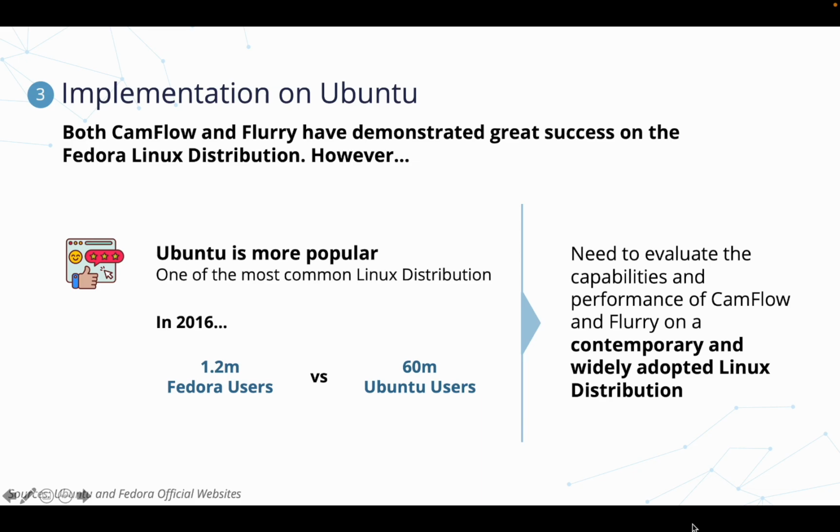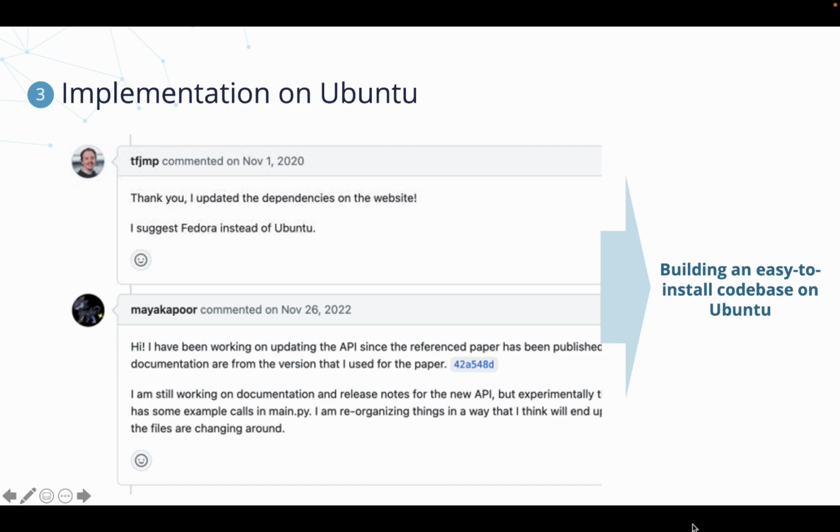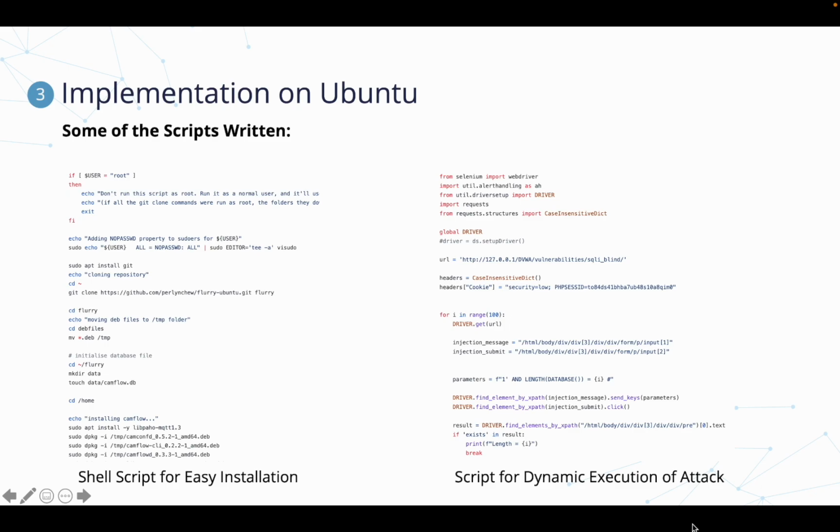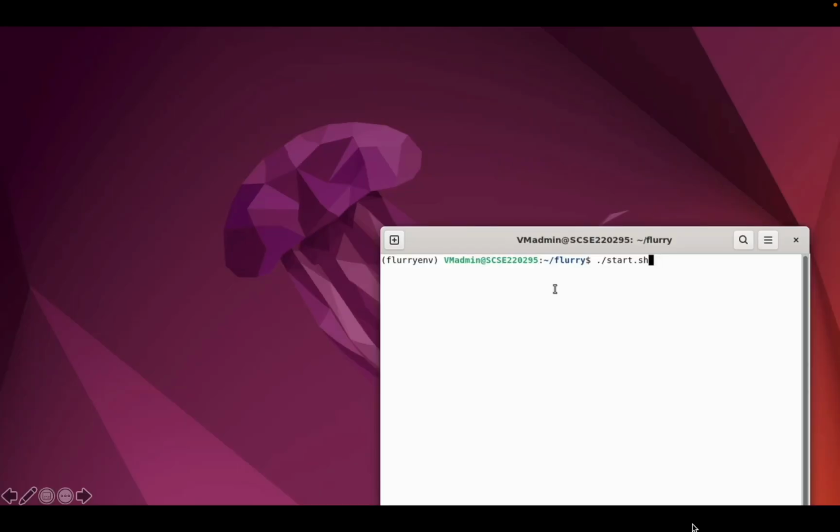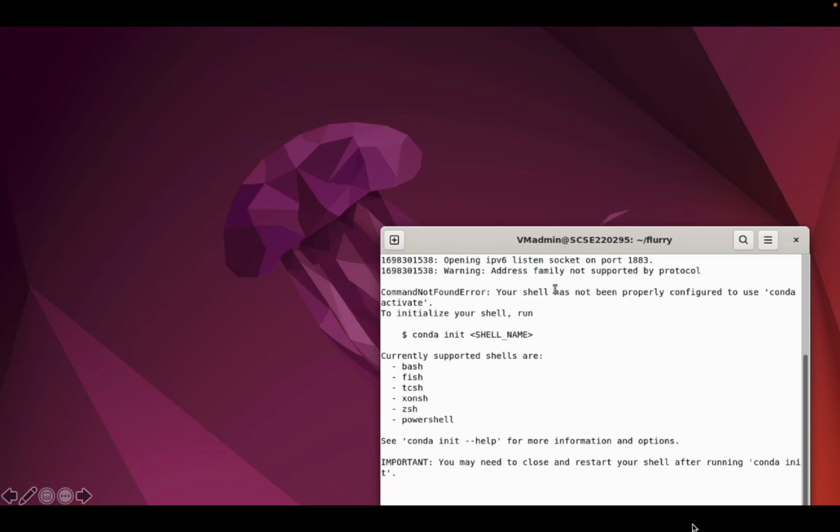Since Ubuntu was not supported and the codebase was largely incomplete, the first step was to build an easy-to-install codebase. Hence, I wrote multiple scripts, including a shell script to install all required dependencies such as CamFlow, XAMPP, the vulnerable web application, and Mosquitto MQTT, and configure all these services. Additionally, I also wrote shell scripts to run the program and all the required dependencies, as well as attack scripts to dynamically run attacks. The following is the demo of the program automatically running an attack.